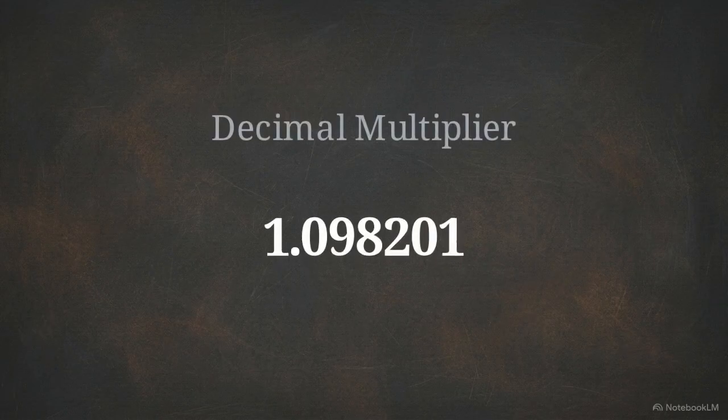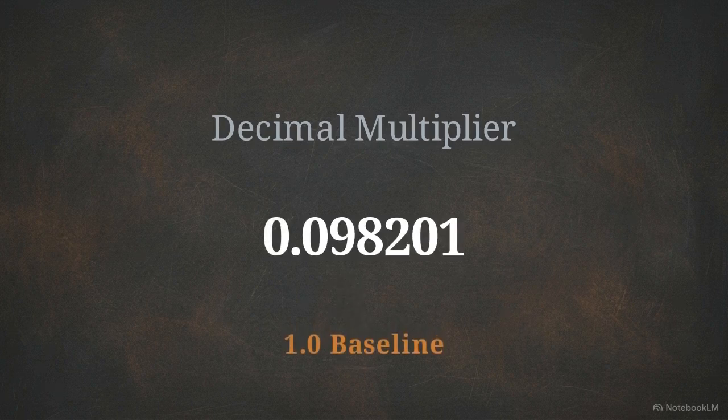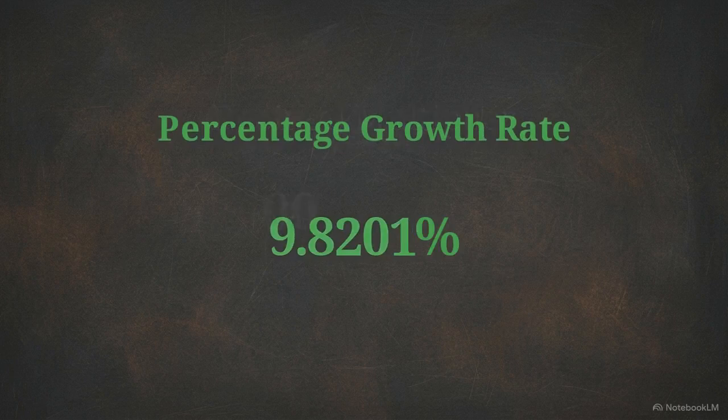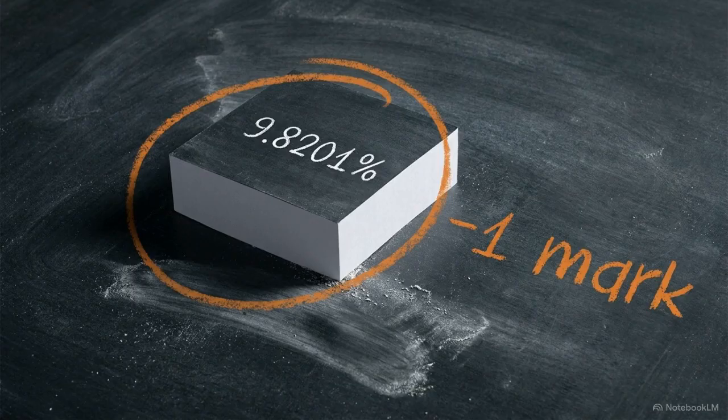We have our decimal multiplier of 1.098201. Stripping away the 1.0 baseline leaves us with a percentage growth rate of 9.8201%. However, writing that exact number on the answer line often leads to lost marks. You have to follow the exam board's specific formatting protocols.